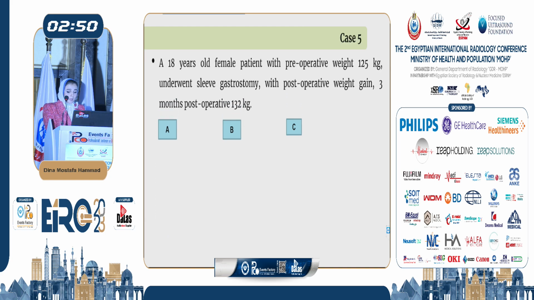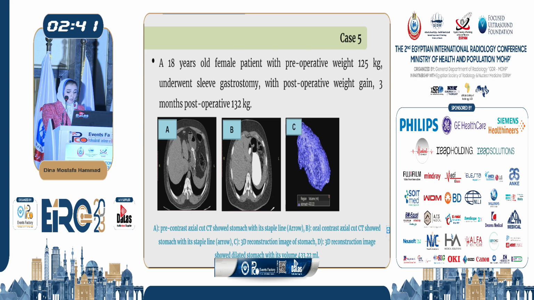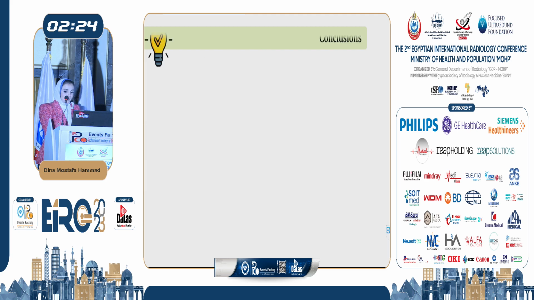This case showed post-operative weight gain. Gastric volume was about 132. Picture A shows a pre-contrast axial cut CT image with its staple line. Picture B shows oral contrast CT with its staple line, and picture C, the 3D reconstruction image, shows a dilated stomach, more than the pre-operative volume.